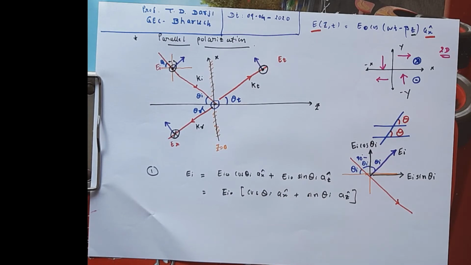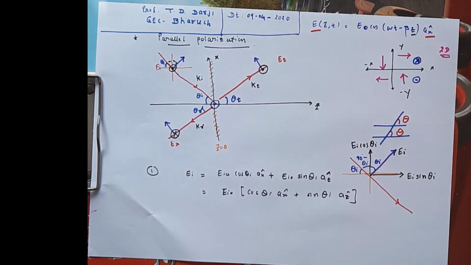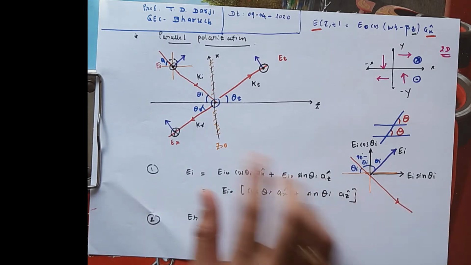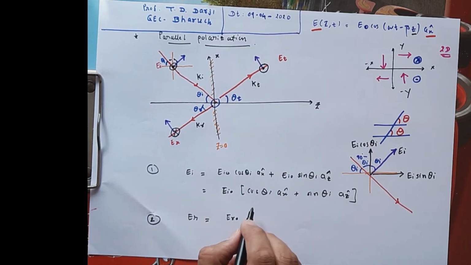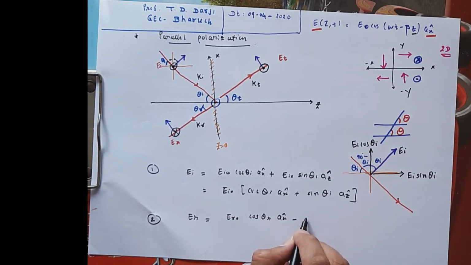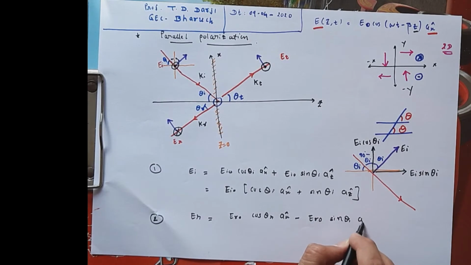We will do the similar calculation for ET, the transmitted wave, and ER, the reflected wave. Now second, I do the calculation for the reflected wave. Number 2, ER, reflected wave. Again I apply the simple trigonometric concept that I applied for the incident wave. So you will get here ERO for the reflected wave, cos theta r AX minus ERO sin theta I AZ.